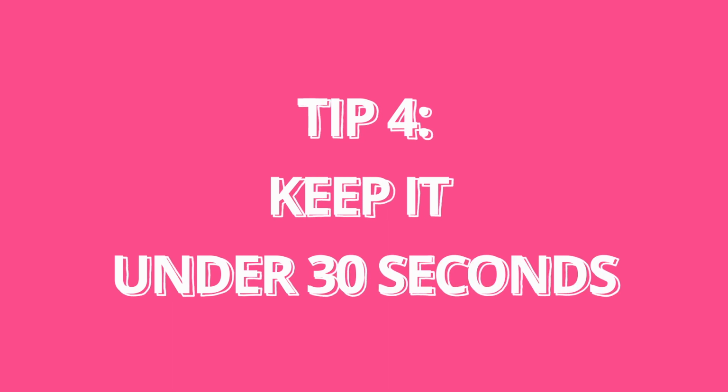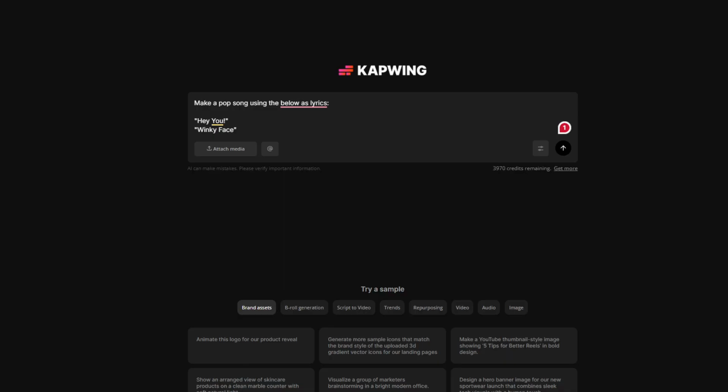Tip 4, keep the song under 30 seconds. This is super important. I mean, for starters, nobody wants to hear your full 3-minute songs, especially if this is for posting on social media. Secondly, the longer the song, the more credits it's going to use. All you really need is a 10 to 30 second song, and that is why short conversations work best.